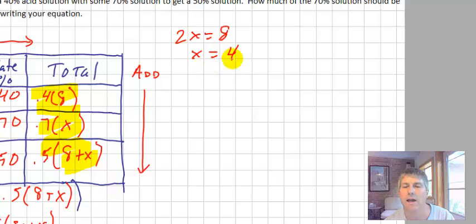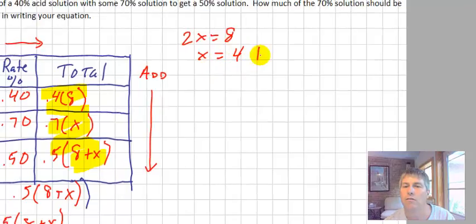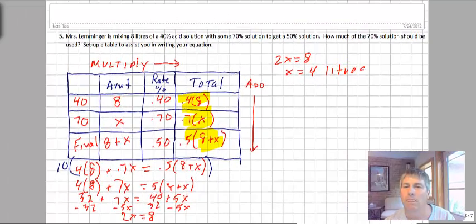So apparently I have to add 4 liters of 70% solution. And we've answered the question.